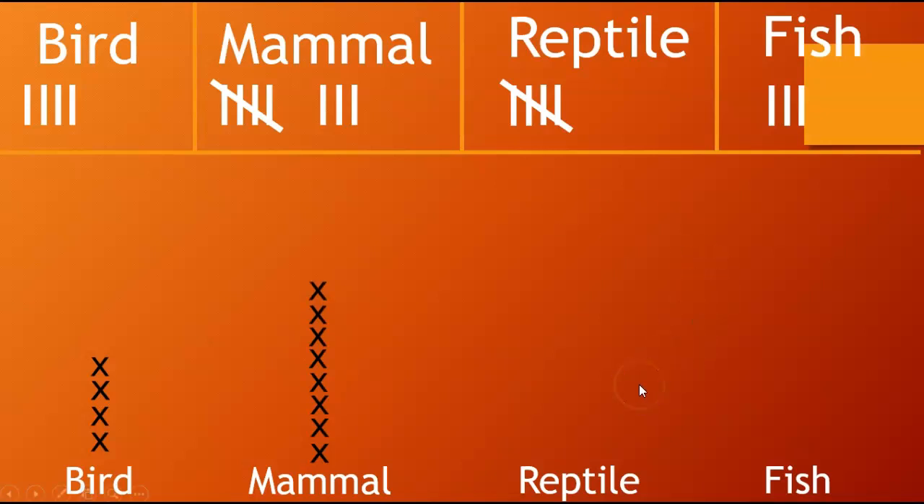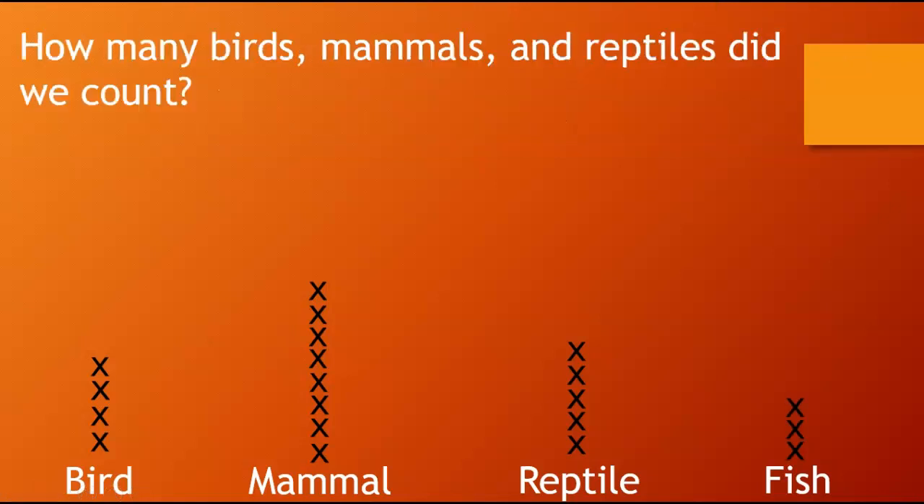Next, we are going to do the reptiles. How many reptiles are there? 5. So how many X's do we need? 5. Good. 1, 2, 3, 4, 5. And how many fish do we have? 3. And how many X's? 1, 2, 3. So there's our picture graph. Now we can use our picture graph to answer questions.